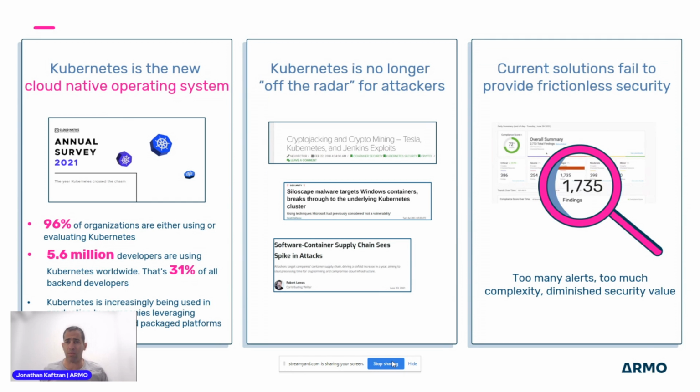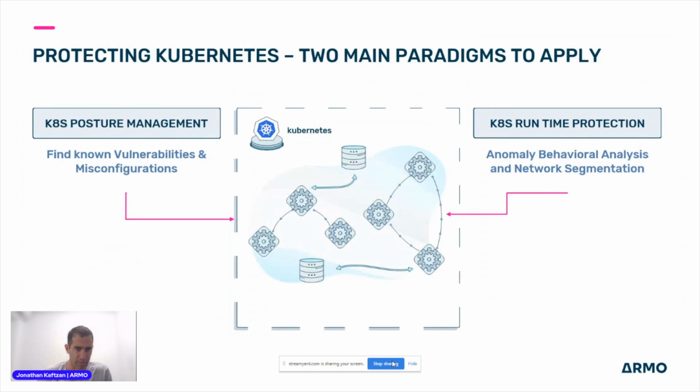Current solutions in the market today are not providing what we see as the optimum or the best solution that you need, right? Some of those solutions create too many alerts. They are too complex, and they're not providing the real value that you, the developers and the DevOps guys, really need. Security is not considered by many to be a DevOps-like solution or tool, and I think this is one of the bigger problems.